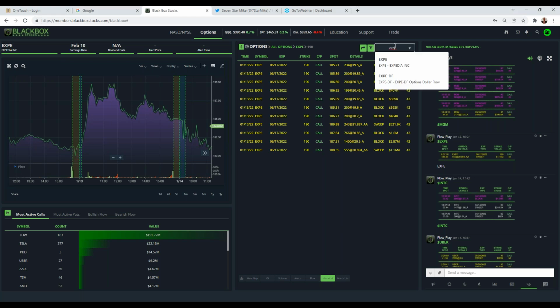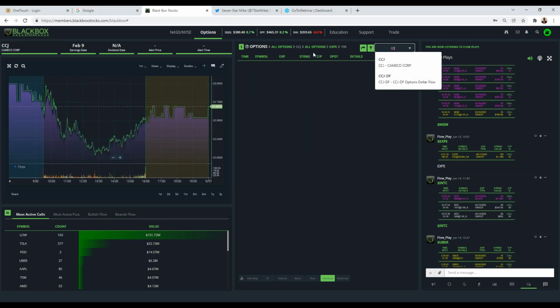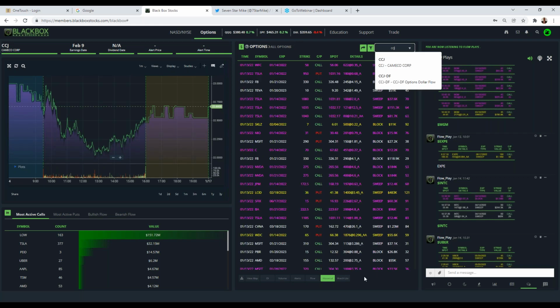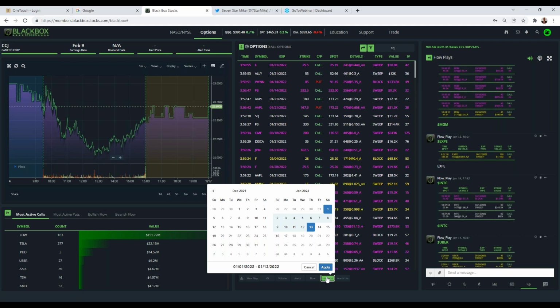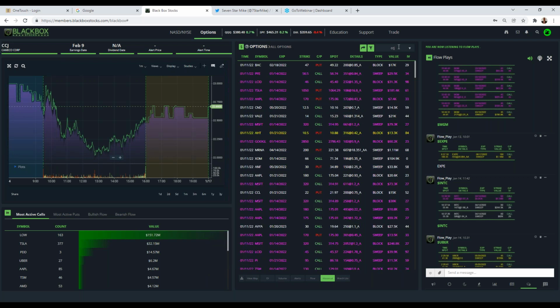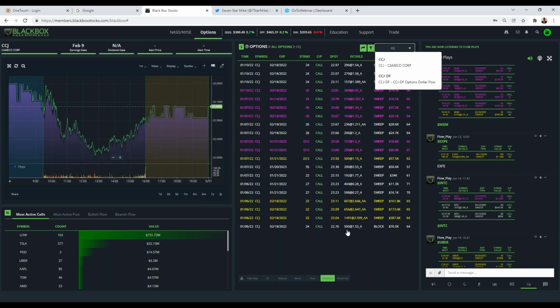Now, let me give you an example of that. Let's go to some flow that came in. CCJ was the ticker. I'll get my historical set here. This came in, the initial buy-in was on the 6th, and they started to exit it last week on the 11th. And it was the February 22s.